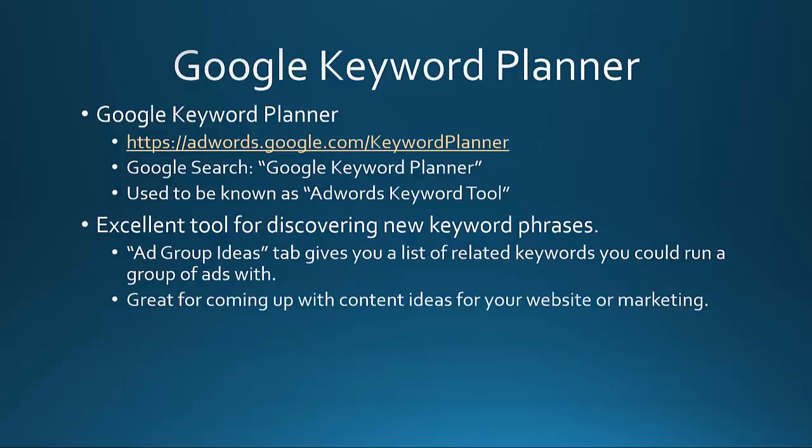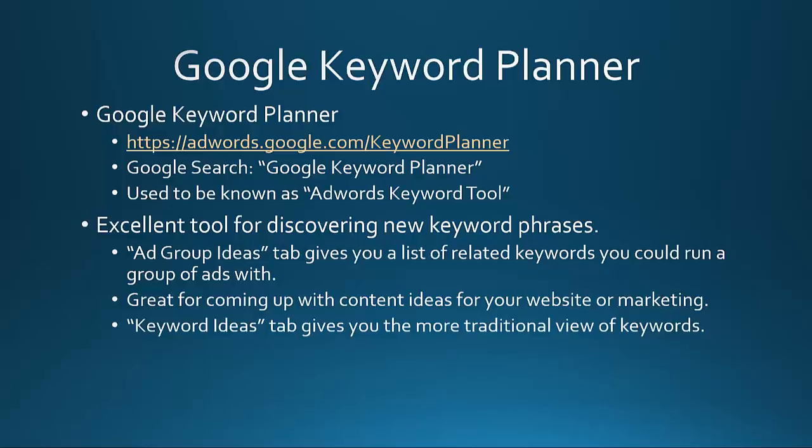You also don't have to be actively using AdWords. If you're just focused on SEO or other kinds of marketing and aren't using Google AdWords, even if you have a suspended AdWords account, you could still use the Keyword Planner tool. Ad Group Ideas, again, gives you that list, and it's great for coming up with content ideas for your website or marketing. It's a great idea for categorizing your website, because Google also looks at how you categorize your content when it comes to ranking SEO factors and all that.